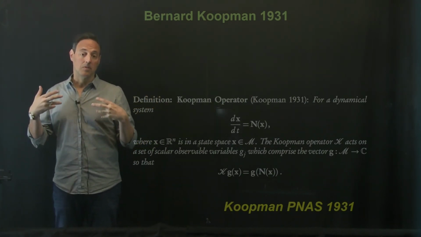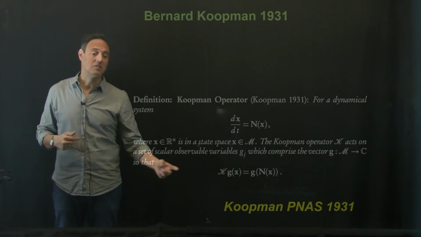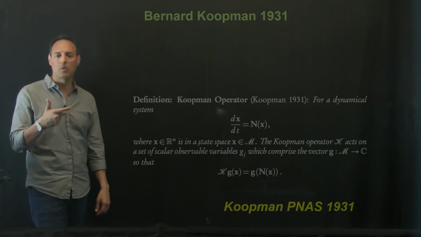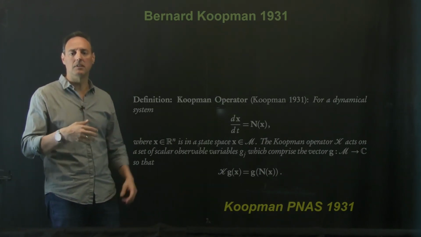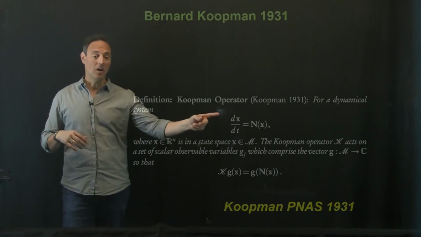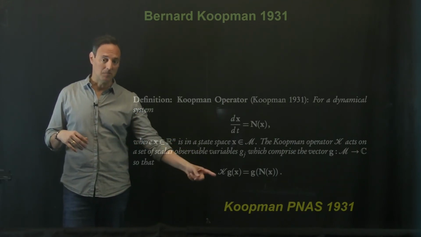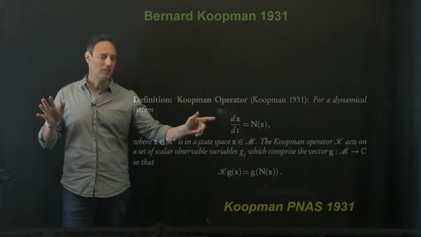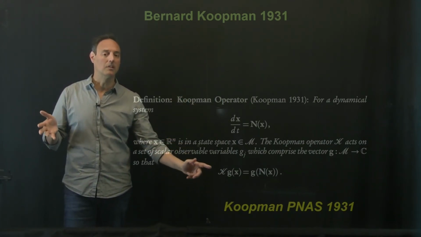Now, the real challenge is defining what are the observables I should be using. And that's still an open question in Koopman theory, is how do I find a good set of observables that take me from this nonlinear space to a linear space? And really the more important goal is to go from a strongly nonlinear space potentially to a weakly nonlinear space.